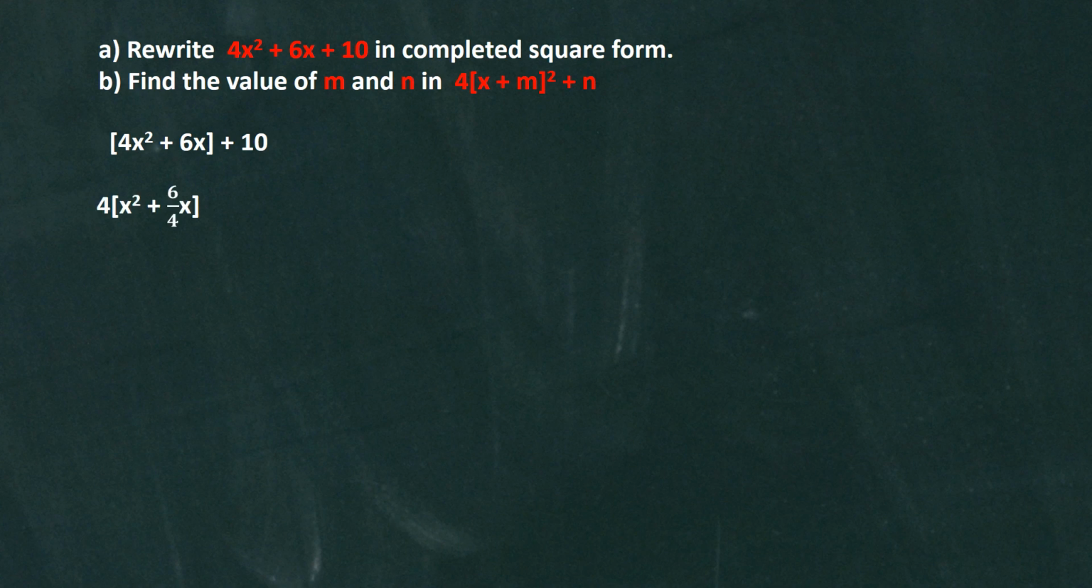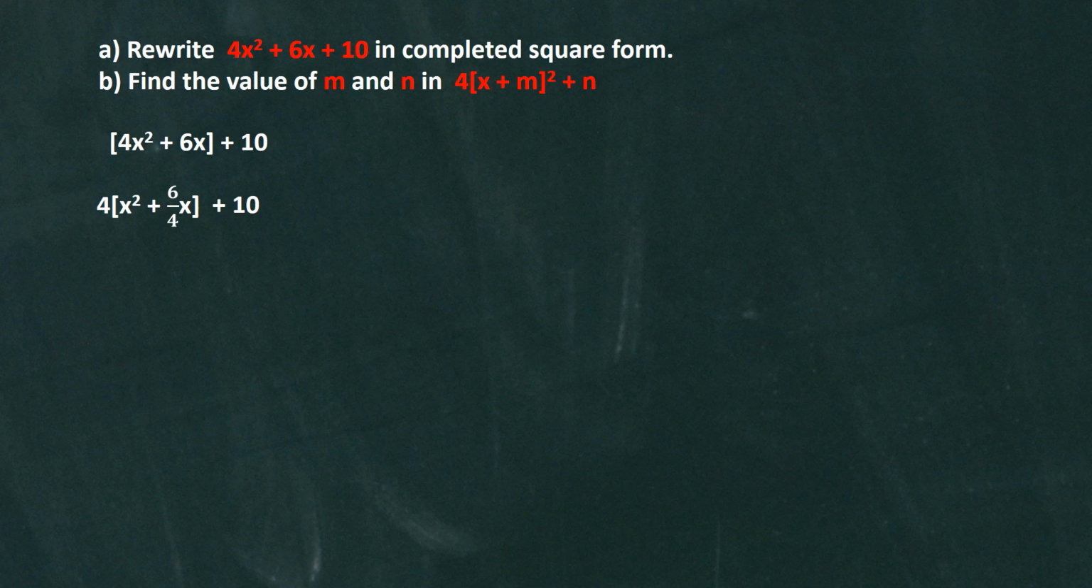Now we first of all start by making x squared have a coefficient of only 1. That is only possible by dividing 4x squared by 4 and dividing 6x by 4. So we're going to put that 4 outside the brackets. So we have 4 into x squared plus 6 over 4x plus 10. Let us complete the square for the term inside the brackets. That is x squared plus 6 over 4x.